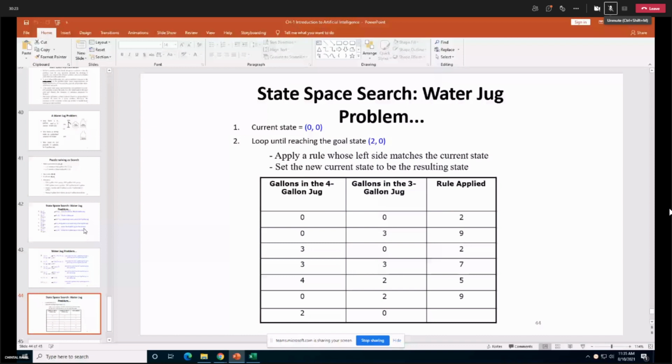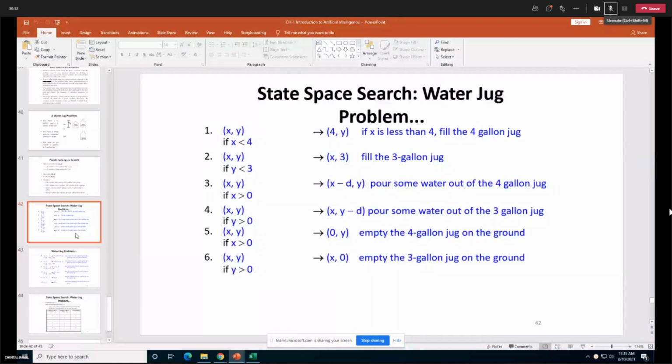So the initial state is 0, 0. Which rules are applicable to this initial state? If I check all the rules, rule number 1 and rule number 2 are both applicable to this current state. So it is up to you whether you want to apply rule number 1 or rule number 2.